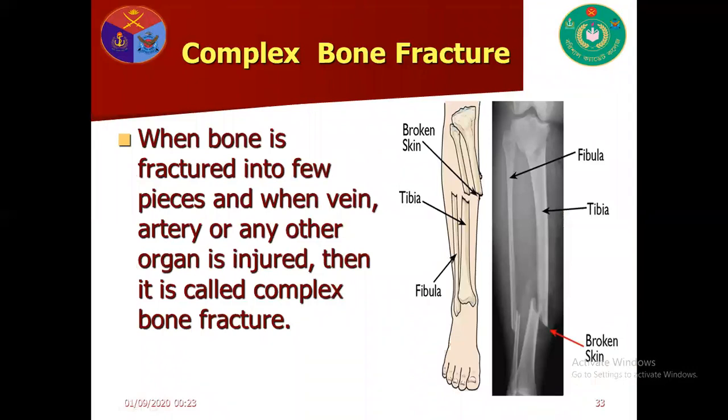Now, complex bone fracture. When bone is fractured into few pieces and when vein, artery, or any other organ is injured, then it is called complex bone fracture. Look, few pieces, tibia and fibula both are broken here, and artery and vein are also damaged here. So this is called complex bone fracture.